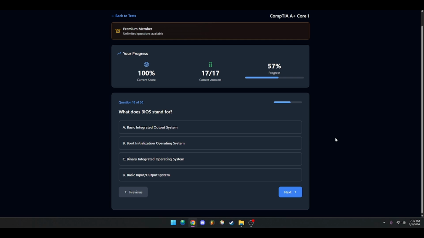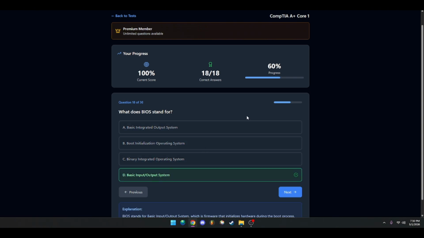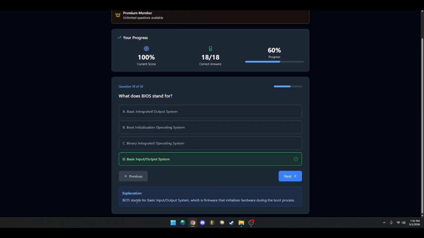What does BIOS stand for? Another acronym you must memorize when you go into the test room. Give you a moment to think. And the answer would be D. Basic Input Output System. This is strictly memory. And if you're curious, the BIOS is the firmware that initializes hardware during the boot process.